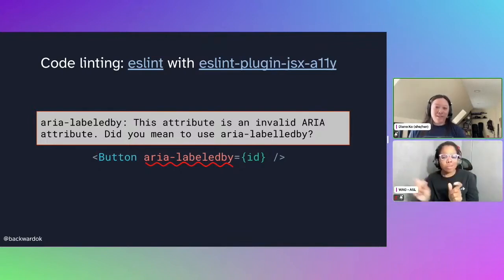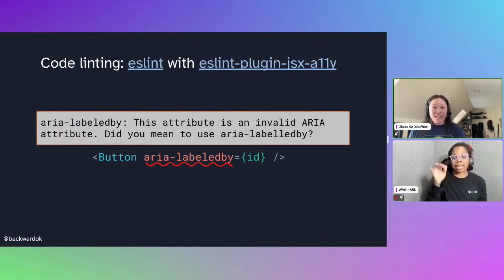In this example, I have a button component being used with ARIA labeled by misspelled with a single L. The linter highlights the invalid ARIA attribute and includes a message: ARIA labeled by with one L is an invalid ARIA attribute. Did you mean to use ARIA labeled by with two L's?